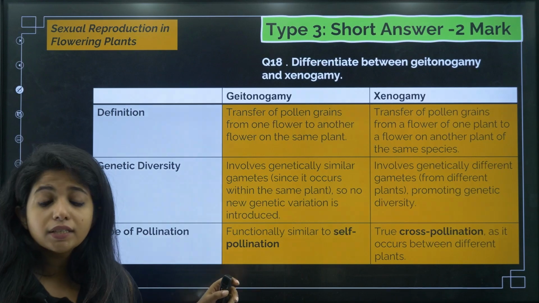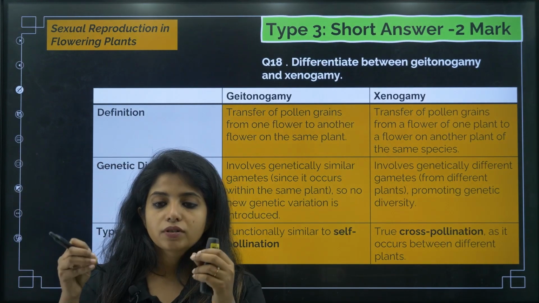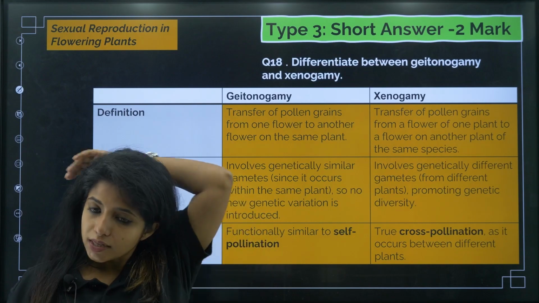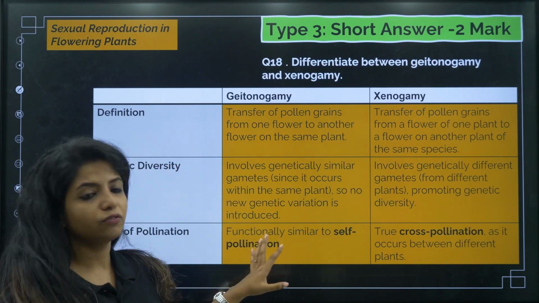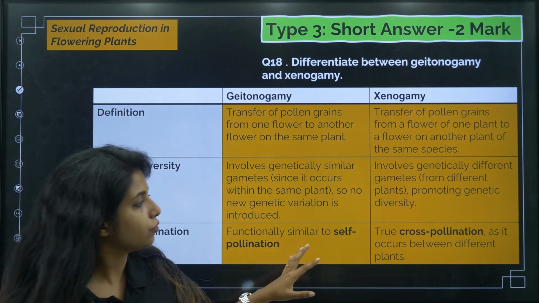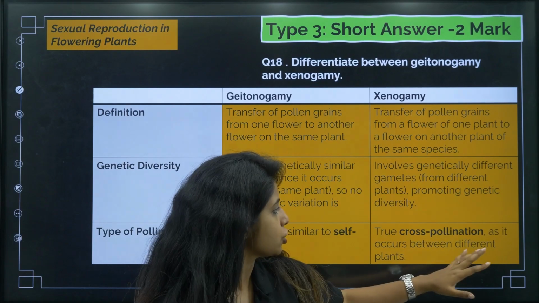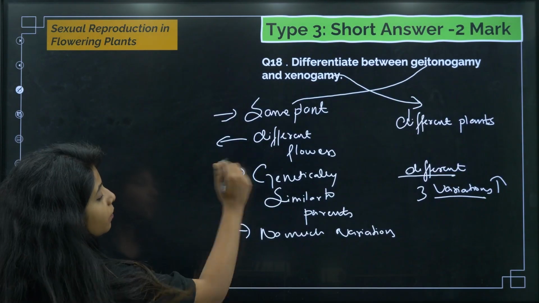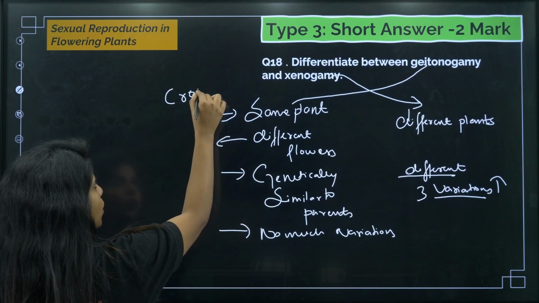Okay, why do I call it self-pollination? When the same flower's parts are coming in contact, you call it self-pollination, right? So over here functionally it is happening even though it's not actually true. Okay, now true cross-pollination as it occurs between different plants. So geitonogamy and xenogamy both are coming under cross-pollination itself.